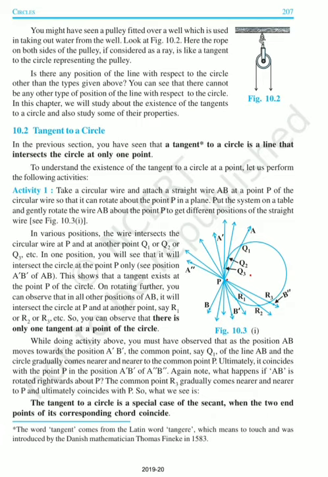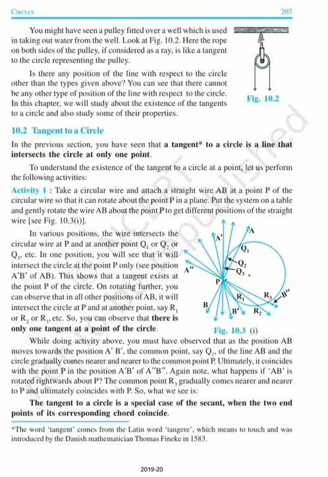See the position A dash B dash of AB. This shows that tangents exist at the point P of the circle. On rotating further, you can observe that in all other positions of AB, it will intersect the circle at point P and at another point, say R1, R2, R3, etc. So, you can observe that there is only one tangent at the point of the circle.